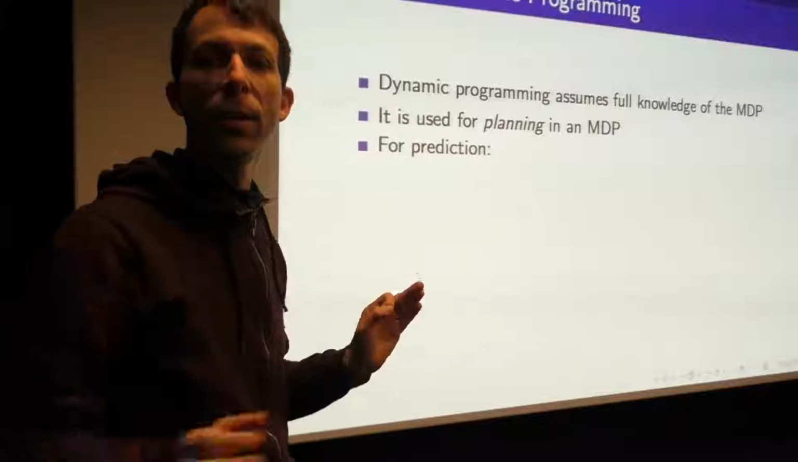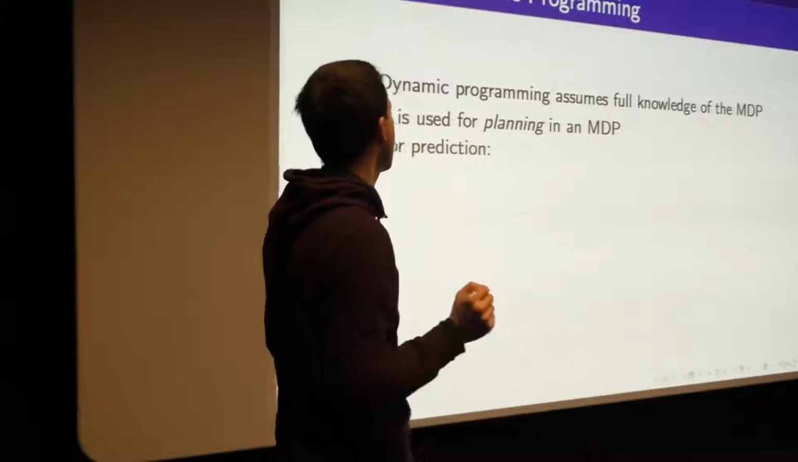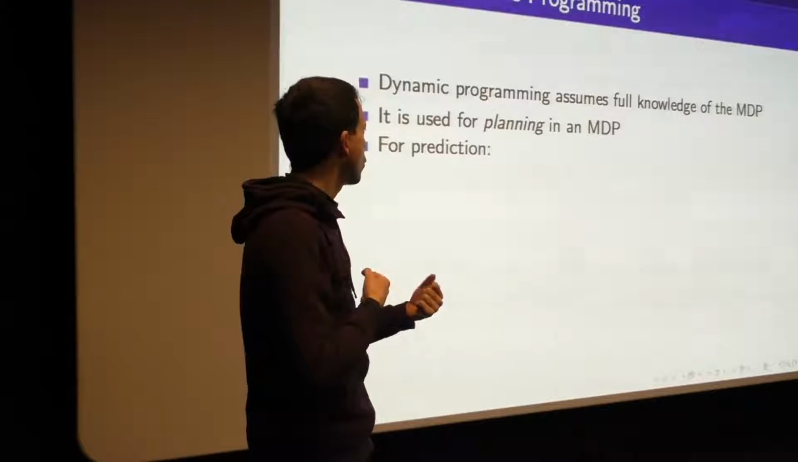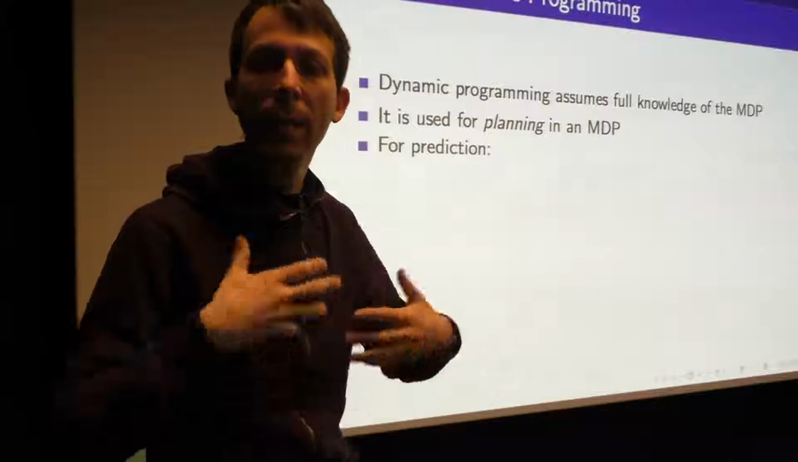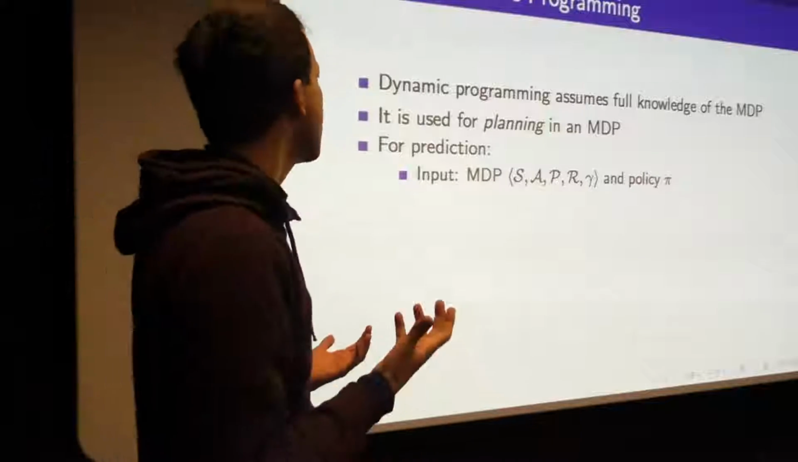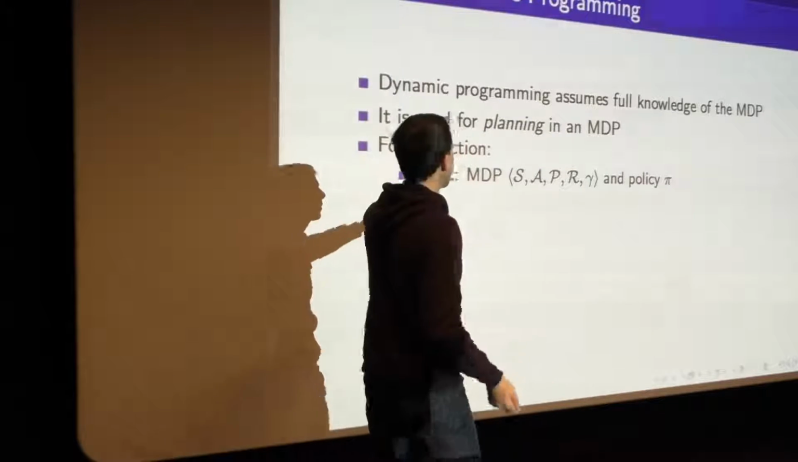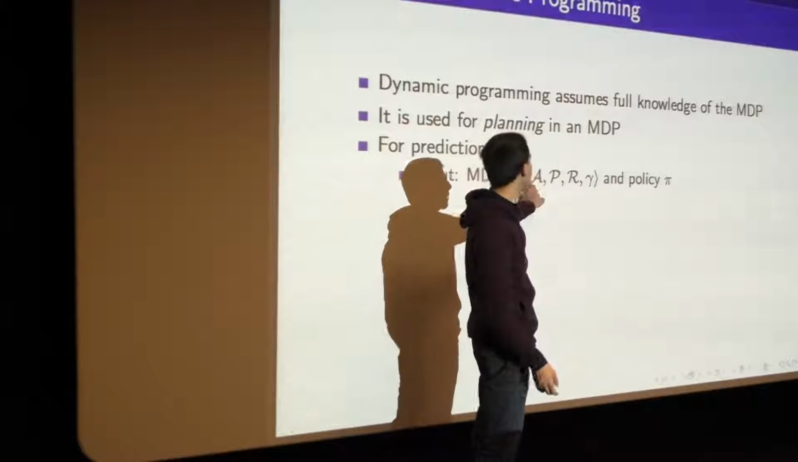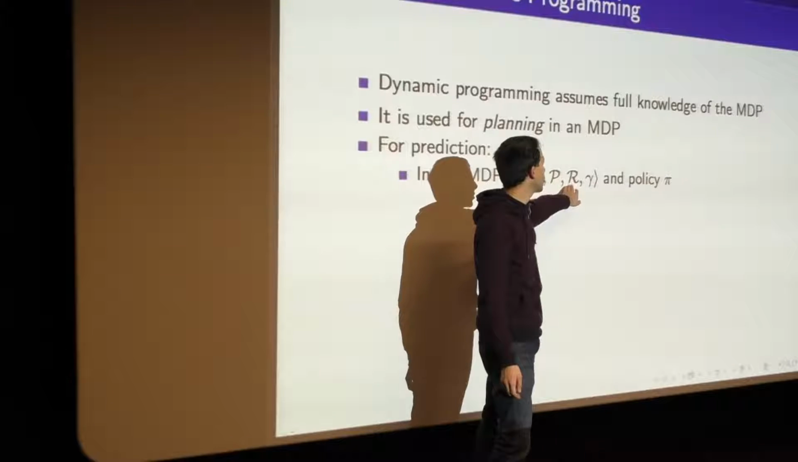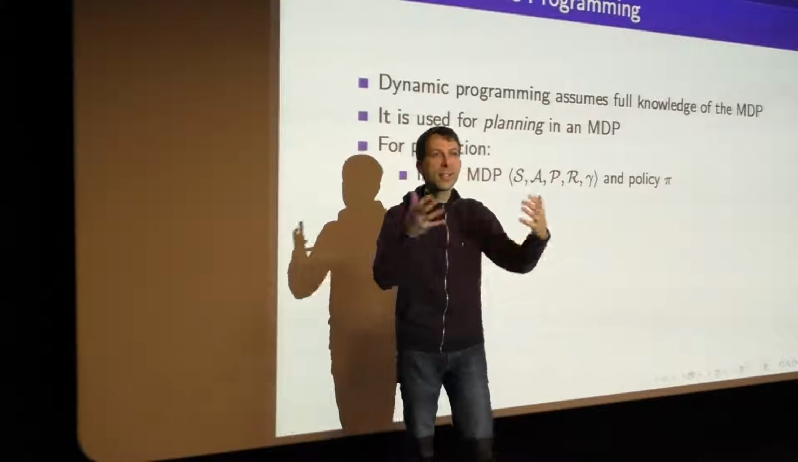And we can solve two special cases of planning in an MDP. Again, this came up in the introduction: the idea of prediction and control. First of all, we can plan to solve the prediction problem. So what does that mean? Well, it means that someone tells us an MDP. Remember, an MDP is a state space, an action space, our transition dynamics, our reward function, and a discount factor. It's just our standard MDP.